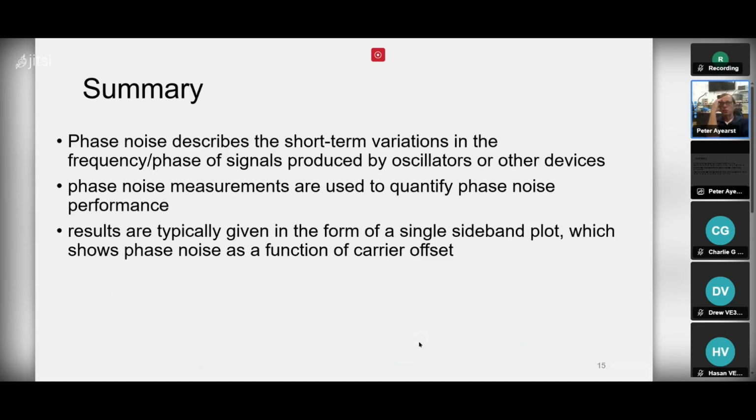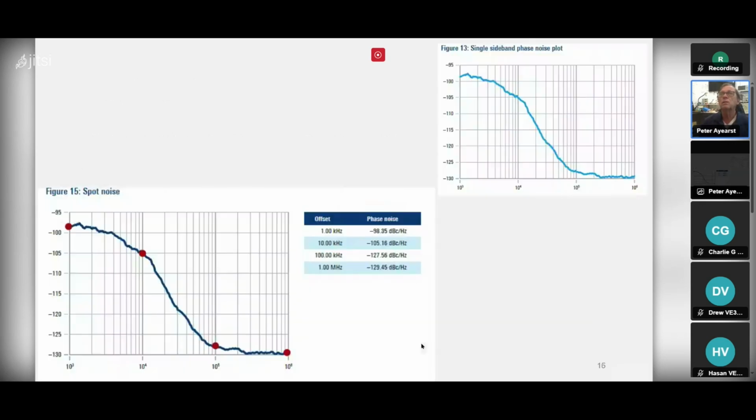So in summary, phase noise describes the short-term variations of the frequency and phase of signals produced by oscillators or other devices. Phase noise measurements are used to quantify the phase noise performance, and the results are typically given in a single sideband plot, which shows the phase noise as a function of carrier offset. And then here's an example up here. On the top right is a single sideband phase noise plot, and on the bottom left is spot noise. And then this is just a little chart of the spot noise. So you can either get it like that, or you can get it like that. And your carrier would be up over here.